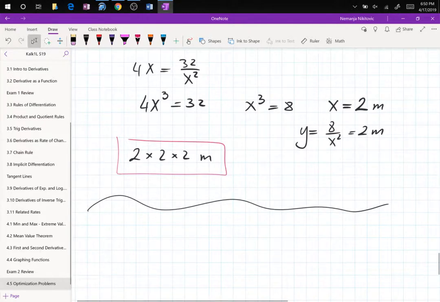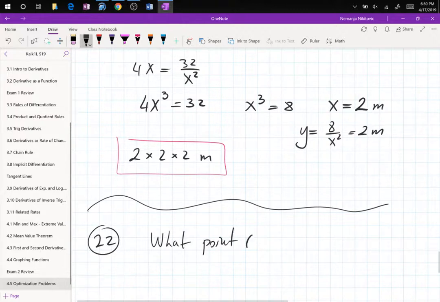If we minimize the distance, we don't have to go as far, right? So let's see, closest point on a line, 22. It says what point on the line, what point, meaning xy, right, on y equals 3x plus 4 is closest to the origin.